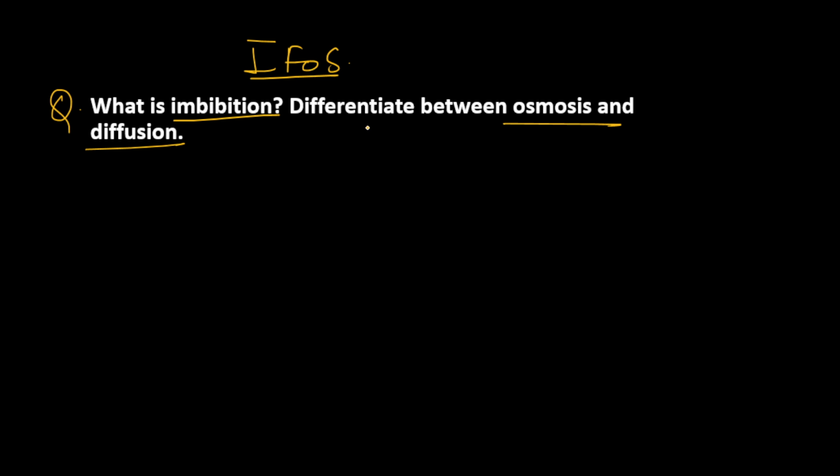So it becomes important for us. So let's see how we can approach the answer. As we know, the question is divided into two parts. First part is what is imbibition and second part is differentiate between osmosis and diffusion. So we will be doing the first part first. So what is imbibition?